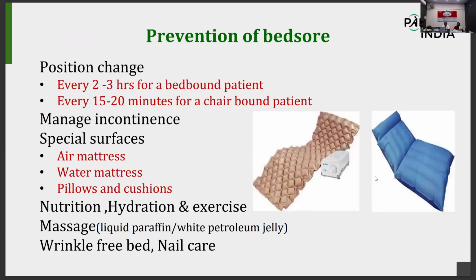Let's go through that. Prevention of bedsores: the first one is position change. Every 2 to 3 hours the position should be changed for a bed-bound patient, and every 15 to 20 minutes for wheelchair-bound or chair-bound patients. Next is managing incontinence and using special surfaces like air mattresses, water mattresses, and pillows and cushions for adjusting the position. Next is nutrition, hydration and exercise.